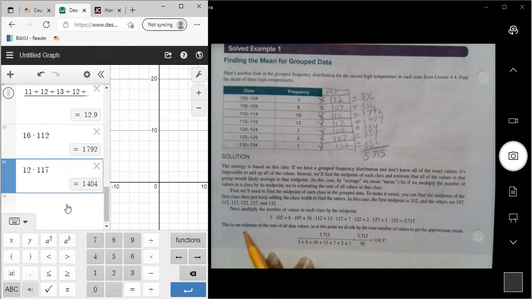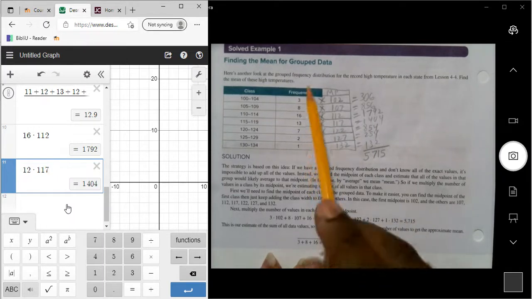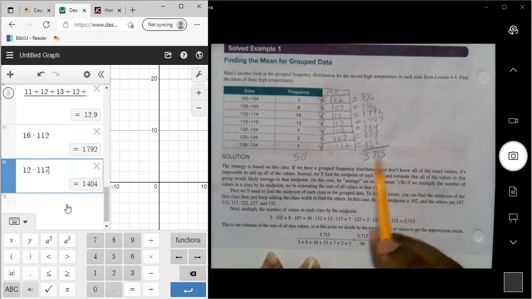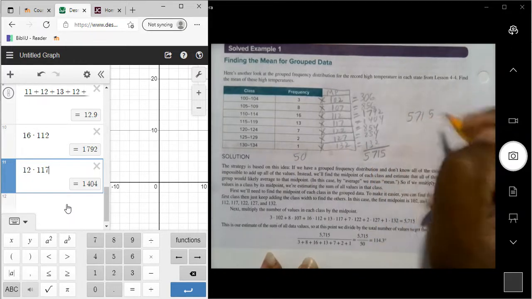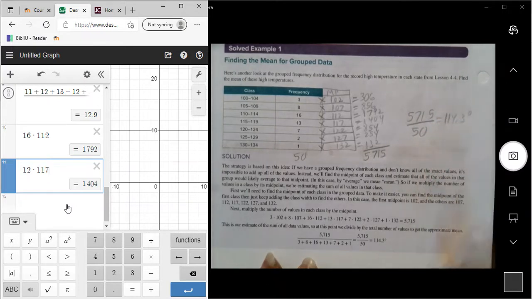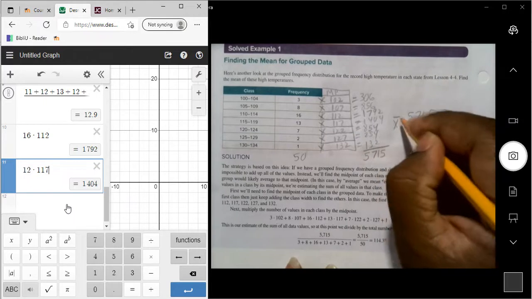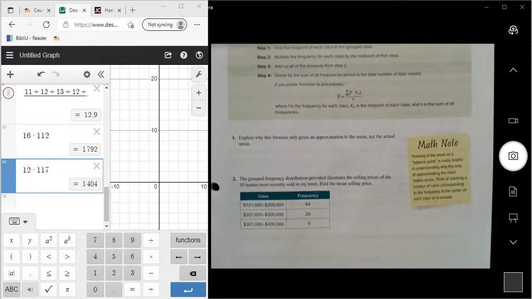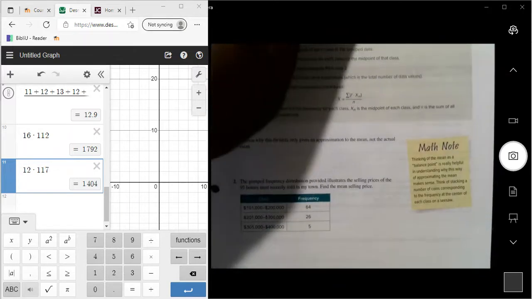Now, it says this is our estimate of the sum of all data values. So at this point, we divide by the total number of values to get the approximate mean. So the total number of values, you would add up the frequencies here. That's what this denominator is. And this would be 50. So now we would take this 5,715 and divide by 50. And that would give us 114.3 degrees. And that's how we got this value here. So this would be our mean using those midpoints.